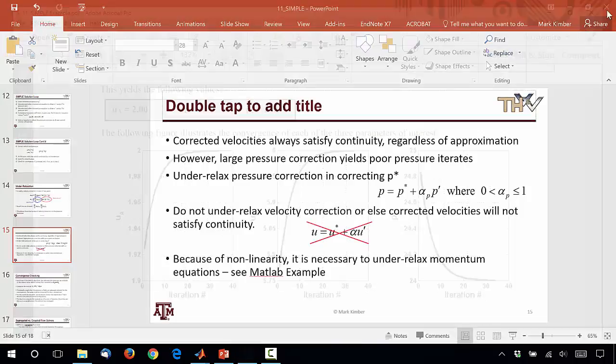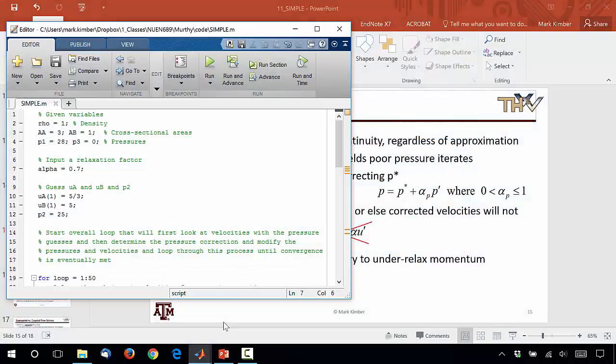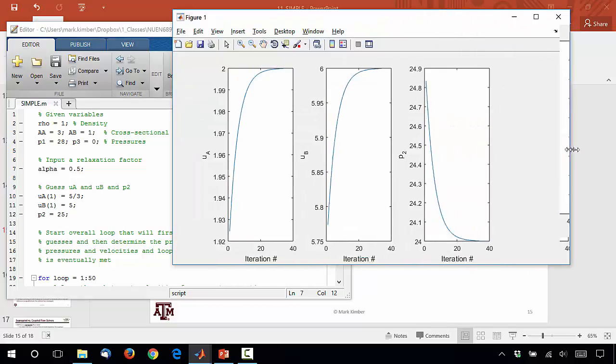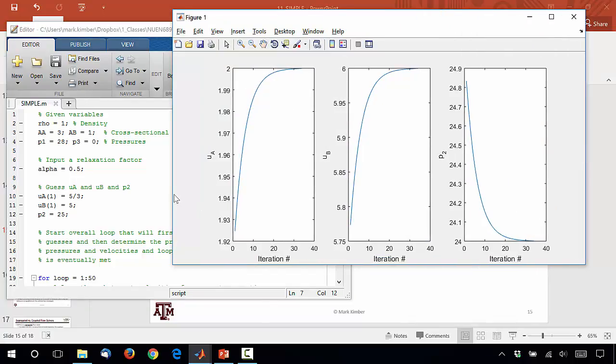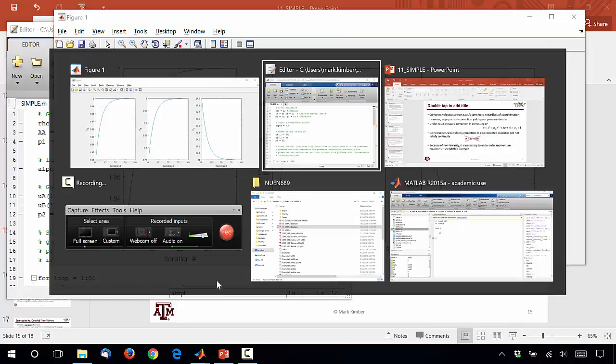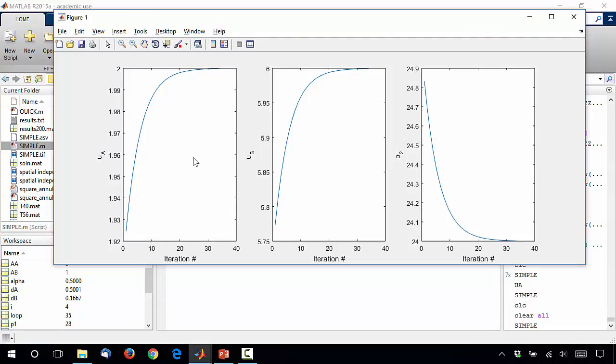So if we take a look at the code, I just wanted to illustrate the importance of this relaxation factor. So if I set it to 0.5, I run the code, then it spits out this figure. This is the figure that was in the solution, the PDF solution. So here's my two velocities, there's my pressure. We went through 35 or so iterations. I think I have that echoed back to the screen. Yeah, so I went through 35 loops.